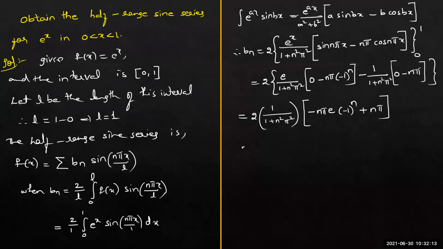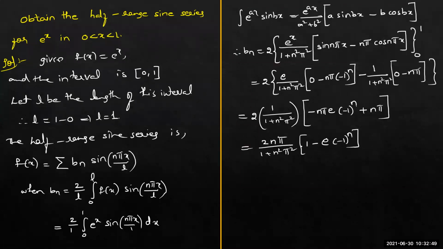Right, so now from here, you see, we can easily bring n pi also common from this. So you'll get it like this, you see, 2n pi divided by 1 plus n square pi square into, see, when you take n pi common, I'm writing this term first. So we'll get it as 1 minus e into minus 1 to the power of n. Fine. It is 1 minus e into minus 1 to the power of n. That's a story now, simply. So we got bn as this much.